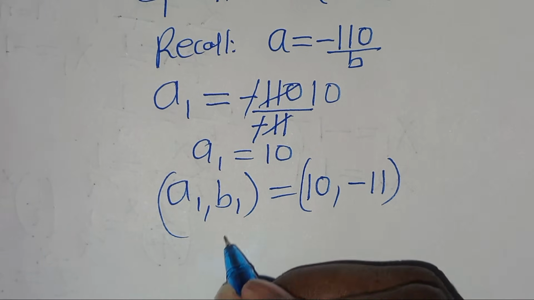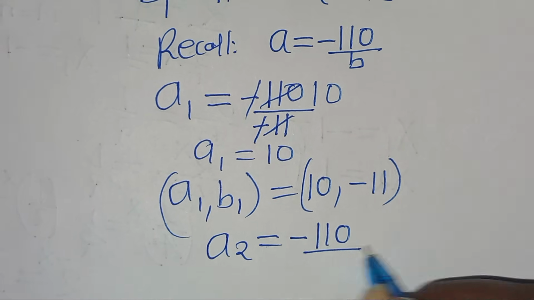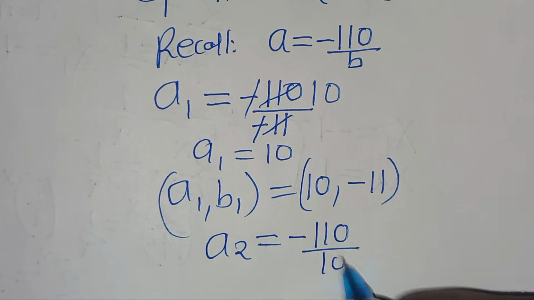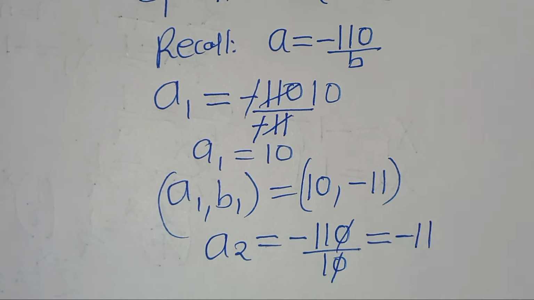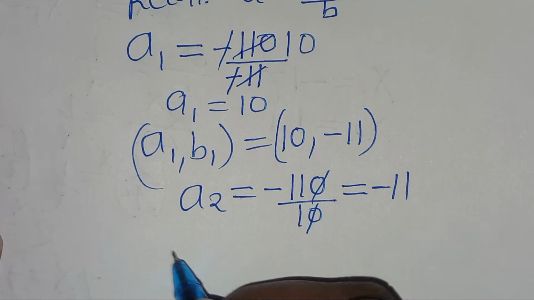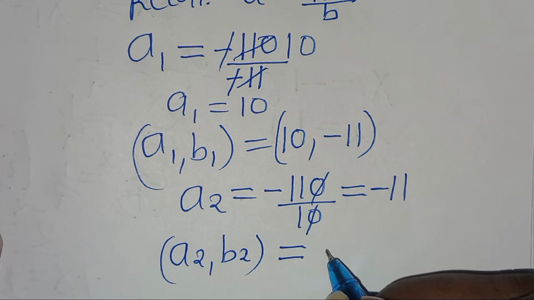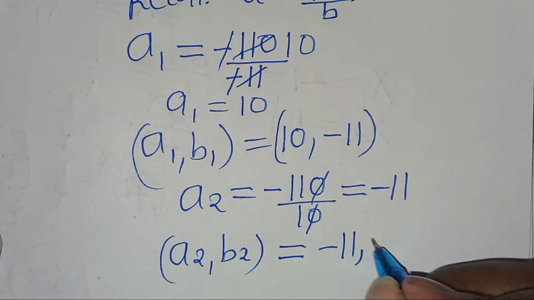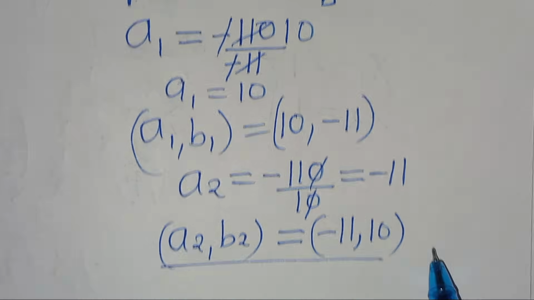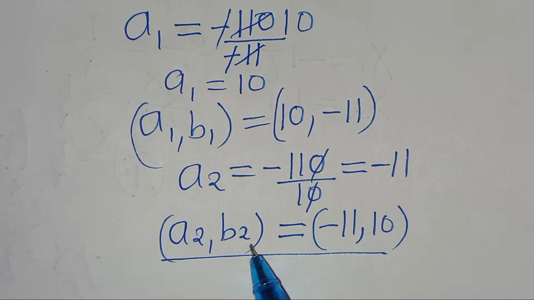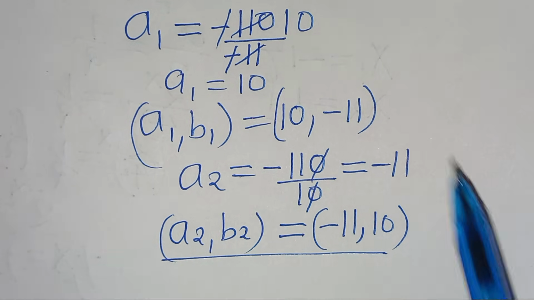So let's solve for the value of a2. a2 is equal to minus 110 divided by b2. b2 is 10. So if we simplify here, we have a2 is equal to minus 11. So this means that a2, b2 is equal to minus 11, 10. So we have two sets of solutions here, a1, b1 and a2, b2. The next step is to verify if these two sets of solutions satisfy the equation.